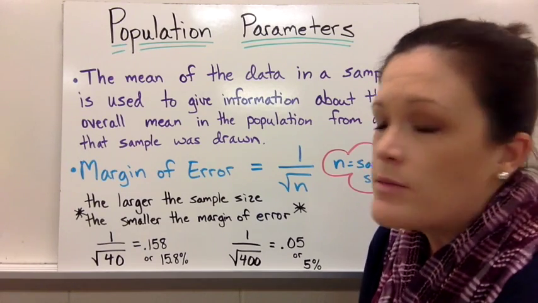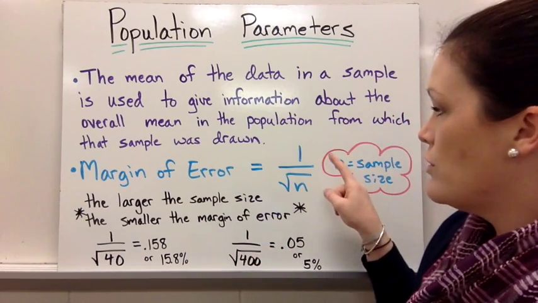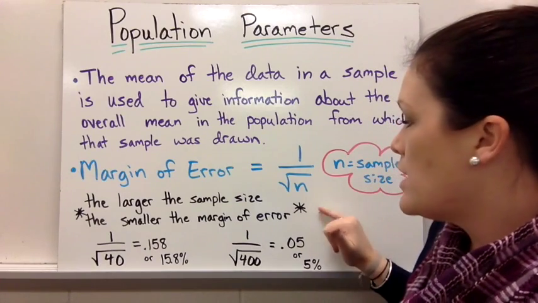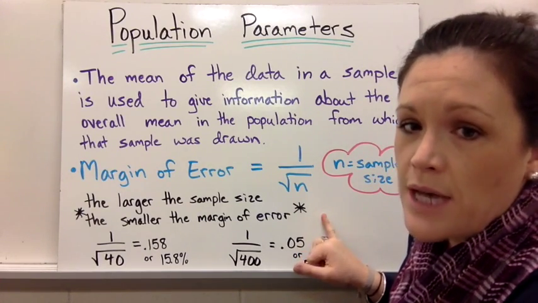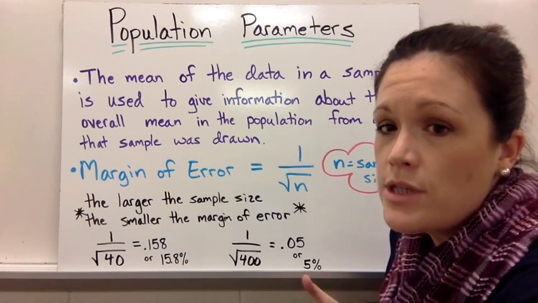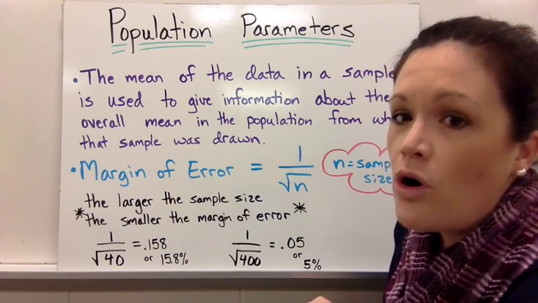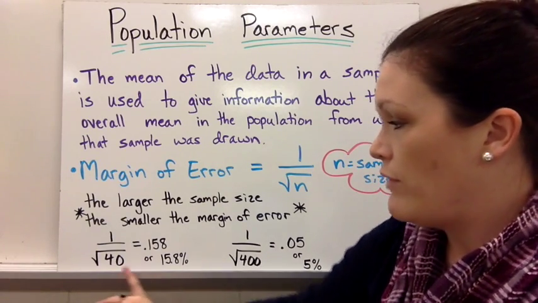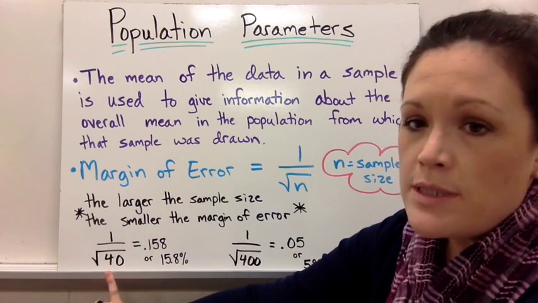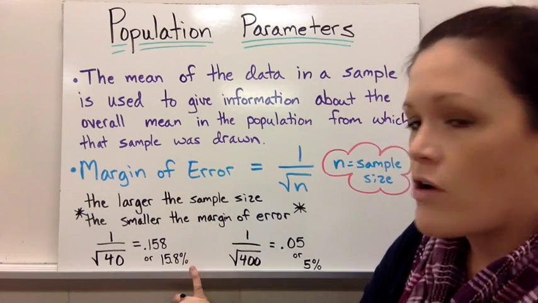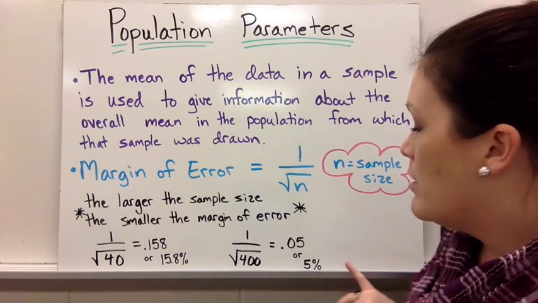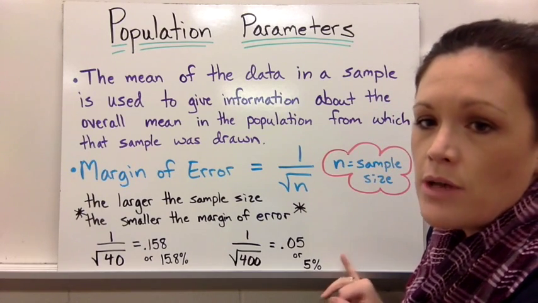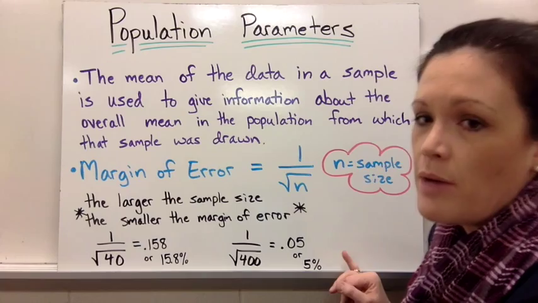So let's talk a little bit about some of these examples. Margin of error you calculate by doing 1 over the square root of n, n being your sample size. And again, what I just said is written right here. The larger the sample size, the smaller the margin of error, which is a good thing because you want your margin of error to be small so that you're confident about your data. So I just put 2 little examples down here to show you. If I calculate 1 over the square root of 40, so my sample size was 40, I would get a margin of error of approximately 16%. But if my sample size were larger, say 400, I only have a margin of error of 5%, so I'm much more confident when I make this estimation about my data.